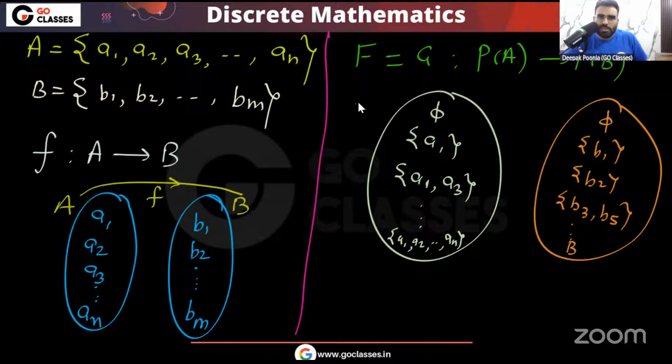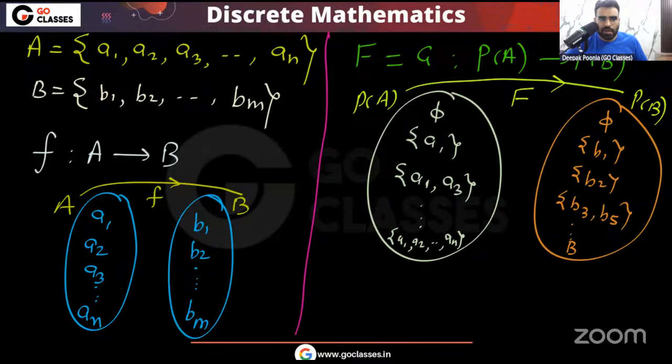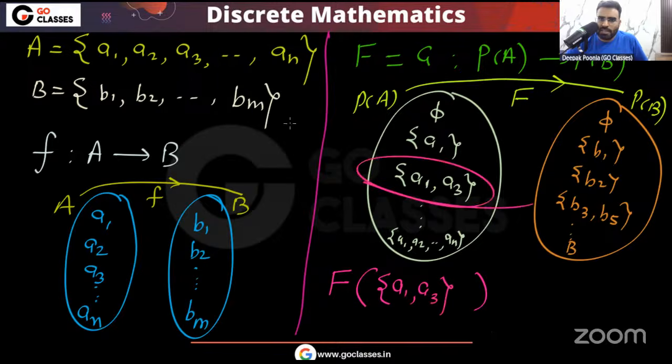So overall, now you can see that from power set of A to power set of B, this is power set of A, this is power set of B. From power set of A to power set of B, this capital F function has been defined. And what is the mapping in this capital F? The mapping is like this: if I ask you capital F of any element of the domain, for example, let's assume, take this element of the domain, A1, A3, then what will be the image here?